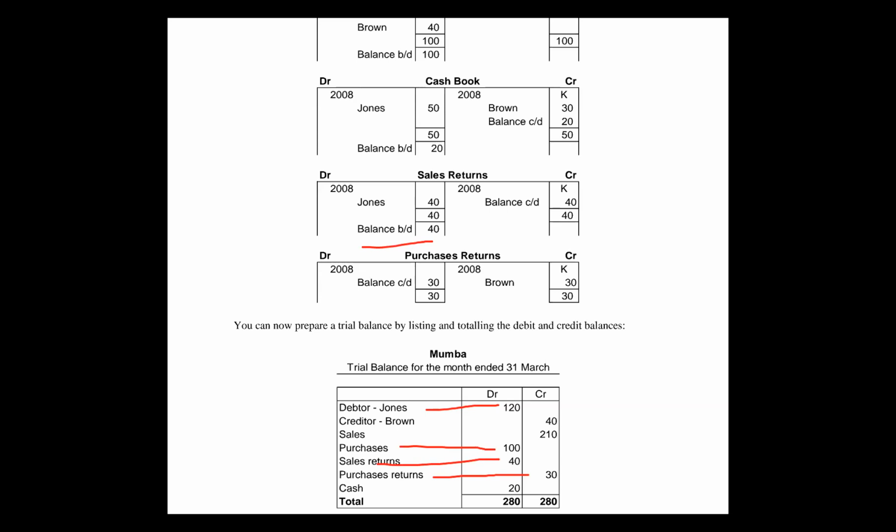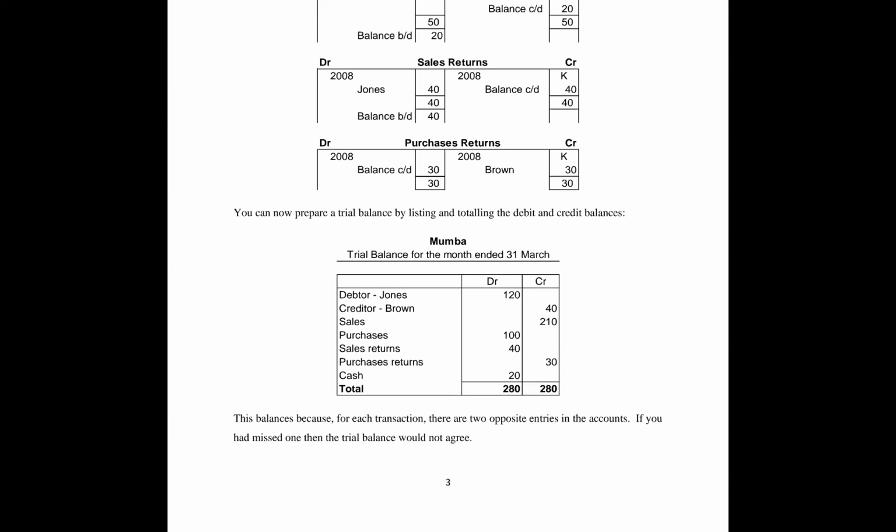So ultimately, the message is that those accounts whose balance brought down is on the credit shall appear on the credit side of the trial balance, and those whose balance brought down is on the debit shall appear on the debit side of the trial balance. Clear? You have known where the balance carried down comes from. This is where the trial balance comes from.